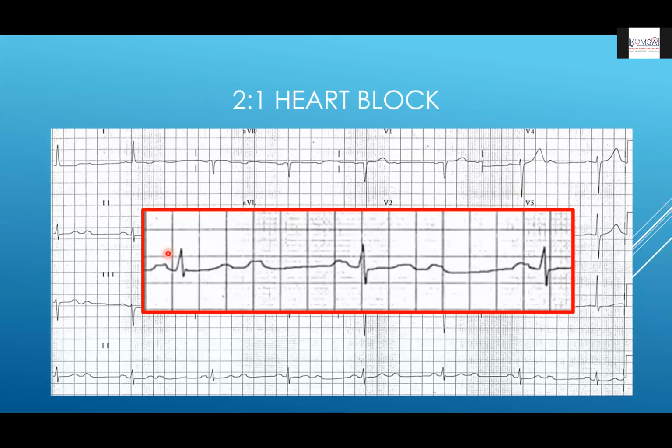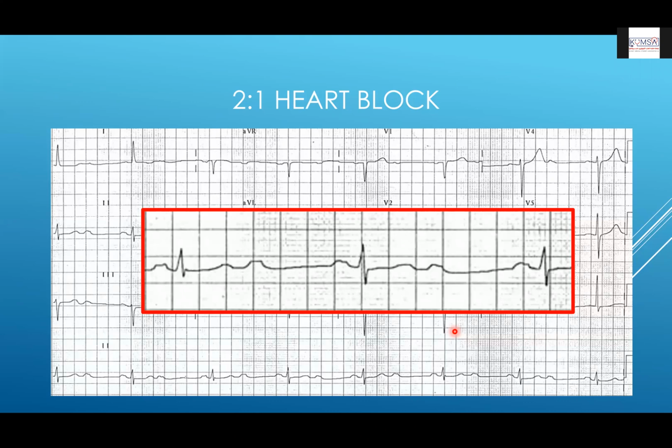2 P waves, 1 QRS. 2 P waves, and only 1 QRS. So in this situation, you can't comment on whether the PR is prolonging throughout the ECG, and it's always important to treat it as if it's a more serious condition. So you always consider this to be Mobitz 2, more serious, and you involve the relevant services.